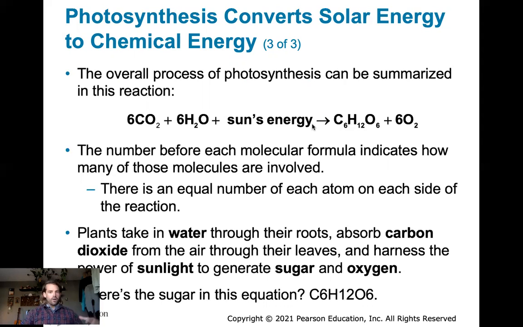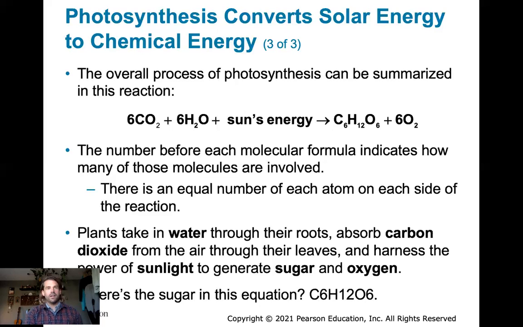So plants take in water through their roots, they absorb carbon dioxide through the air, and then harness the power of sunlight to generate sugar and oxygen. So sugar, just to reiterate, is this molecule here, okay? So this is a critical thing that I want you to remember. The photosynthetic equation, plants use it to create sugar from gas in the air, okay?